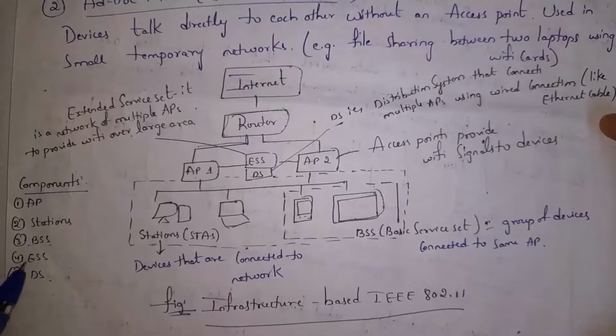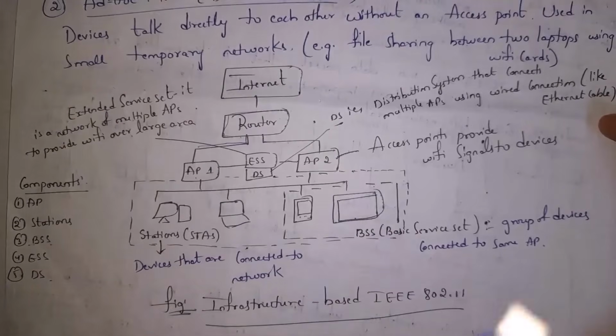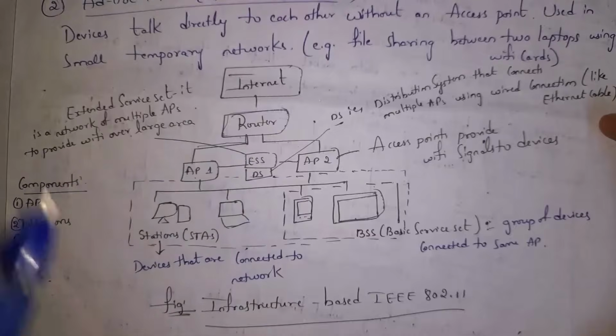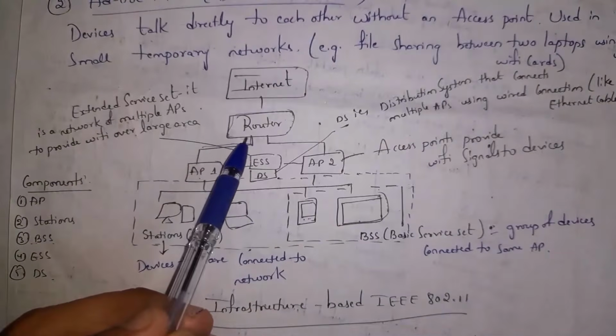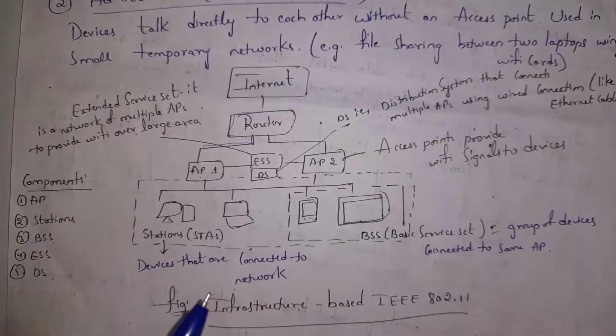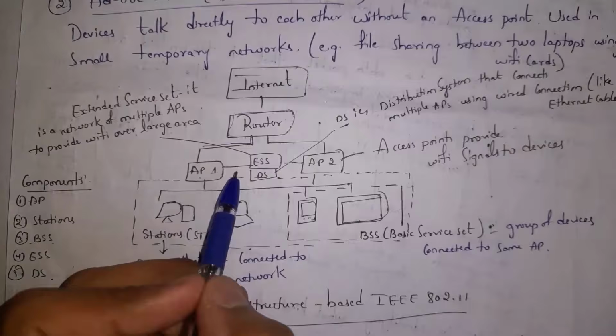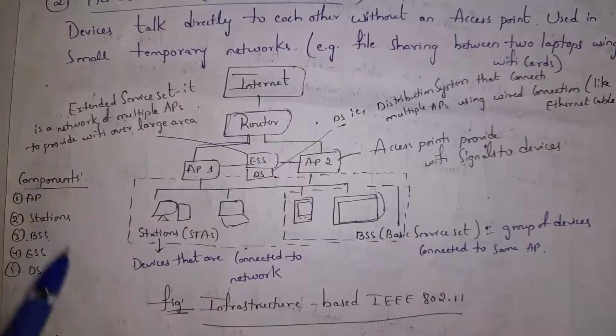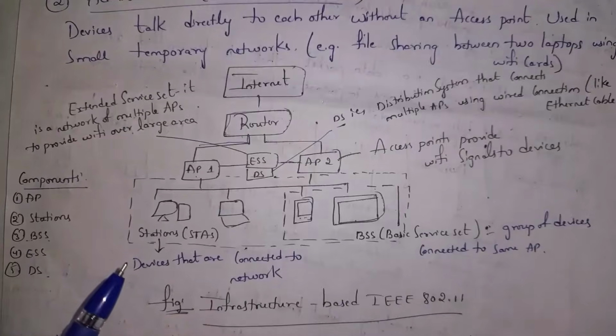And the next one is ESS, where ESS stands for Extended Service Set. A network that contains multiple access points, we call that network an ESS. So this network will cover a large area. And the last one is DS, where DS stands for Distribution System. If we establish a connection between two access points by using a cable, then we call that network a distribution system. This is all about the infrastructure based architecture of the IEEE 802.11 standard.